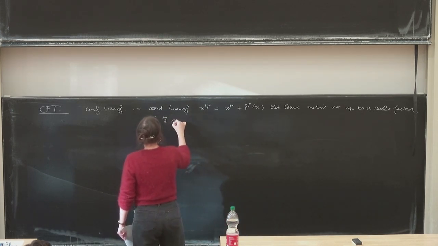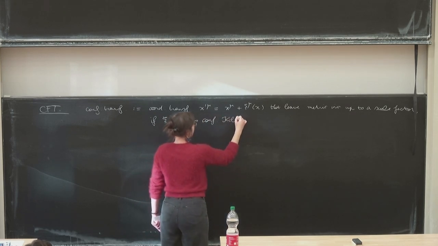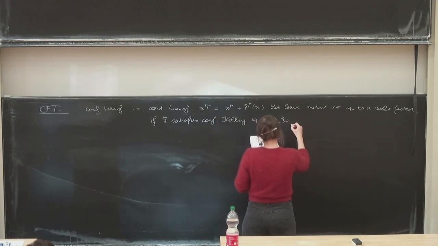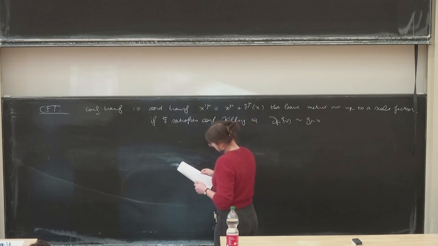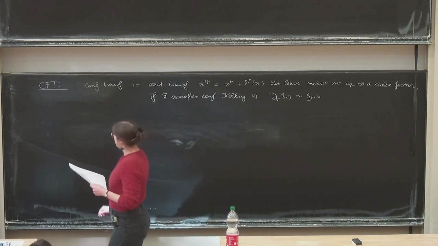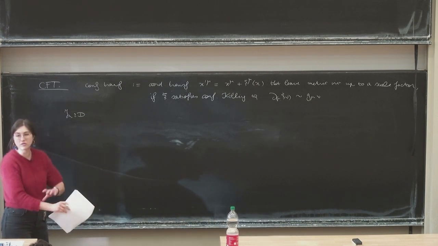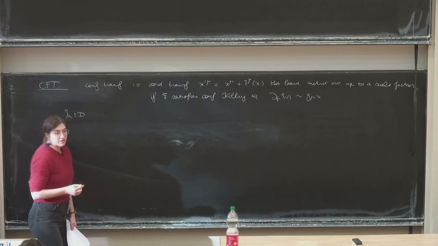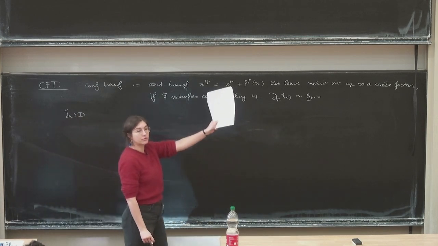satisfies the conformal Killing equation, which is roughly this. Okay, the point is that in 2D, so we'll be working in 2-dimensional CFT, it's clear that any holomorphic transformation of your coordinates will have this property that it leaves your metric invariant up to scale factor.